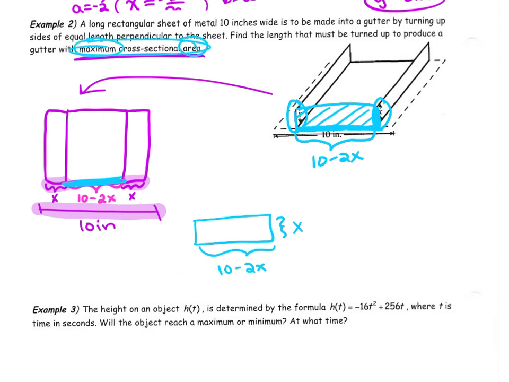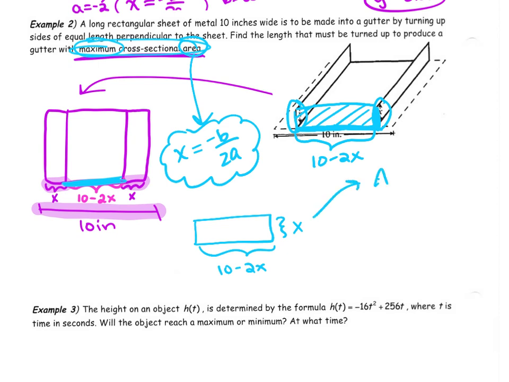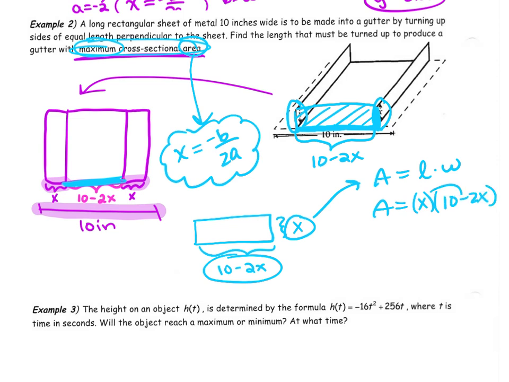Remember the formula I said we use for max area is x equals negative b over 2a. That's our axis of symmetry formula. Before we can even use that formula, we need to come up with the area. And area, we said, is length times width. So we're going to multiply these things. We have x times 10 minus 2x. We're going to distribute. I've got area equals 10x minus 2x squared.